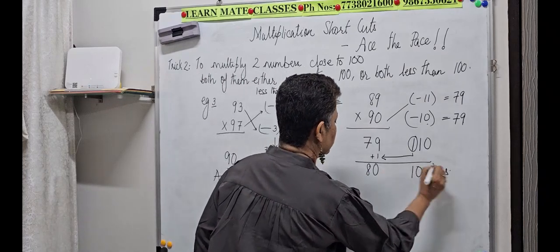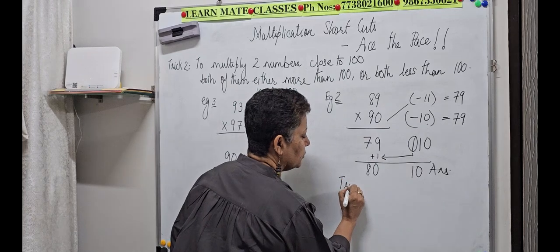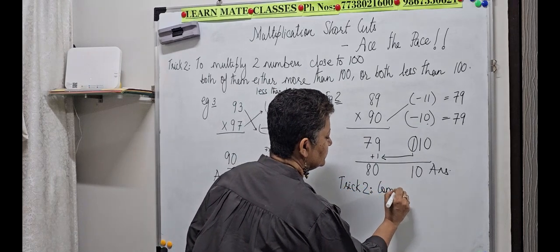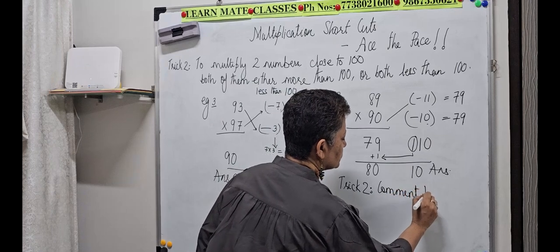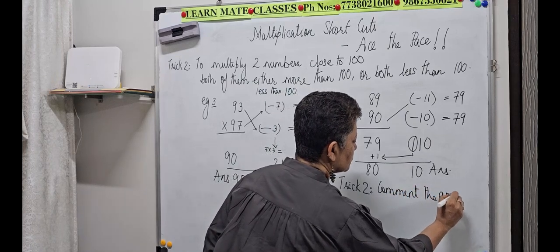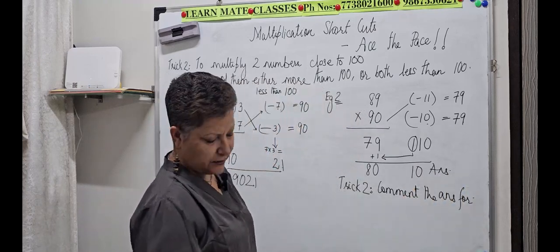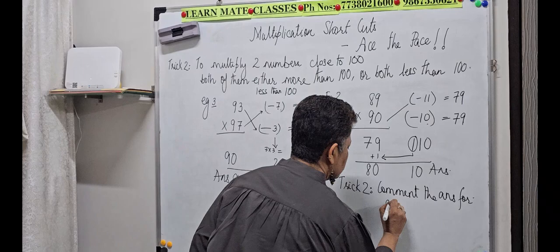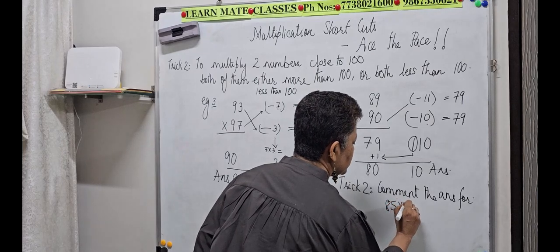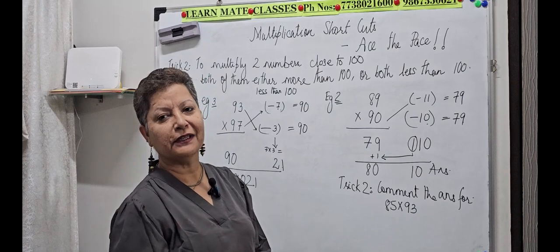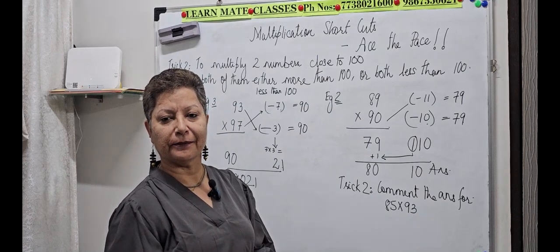So I'm going to be giving you a test for trick 2, which you can comment to me. Comment the answer for the sum, 85 into 93. And please mention the trick number, because otherwise there's going to be a lot of confusion. Is that okay? So that's for trick 2. Now let's move to trick 3.